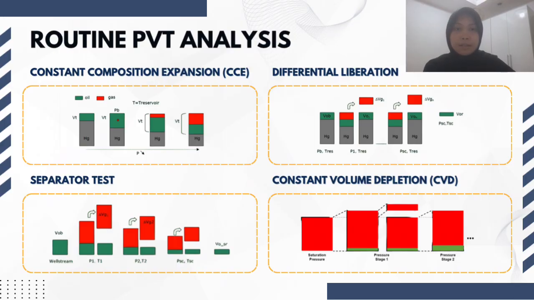And as for the last test, it is called constant volume depletion, or CVD test. This test is used primarily for gas reservoirs and is performed at constant volume while reducing pressure in stages. The goal is to determine gas condensate behavior, liquid dropout, and also recovery efficiency as the pressure declines. This test is essential for designing production strategies in volatile oil and also gas condensate reservoirs.